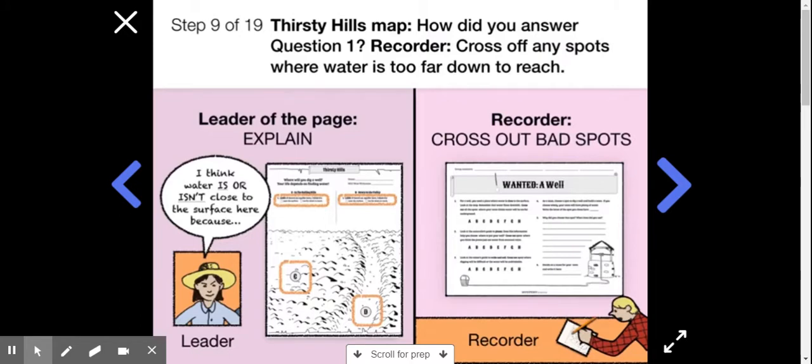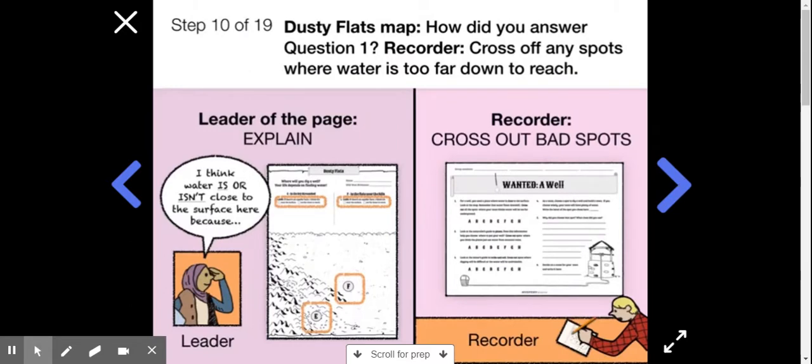Now it's time to hear from the Thirsty Hills map. How did you answer question 1? Explain why you think that. Recorder, cross off any spots where the group agrees that water is too far down to reach. Again, you're doing this independently. So look at your Thirsty Hills map, cross out anywhere where it would be too deep on your Wanted a Well sheet.